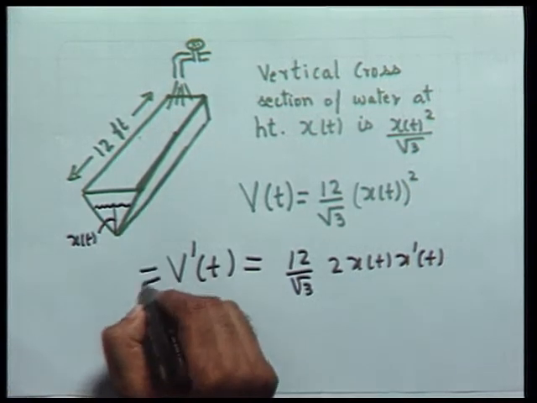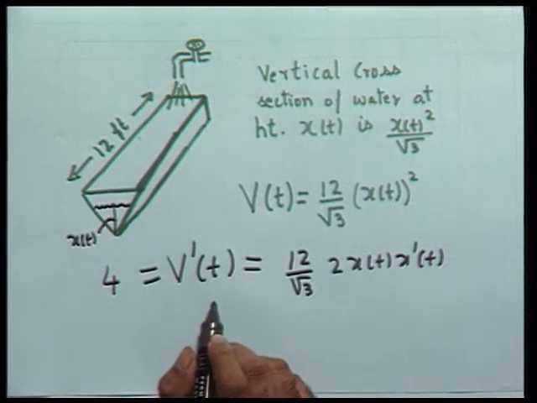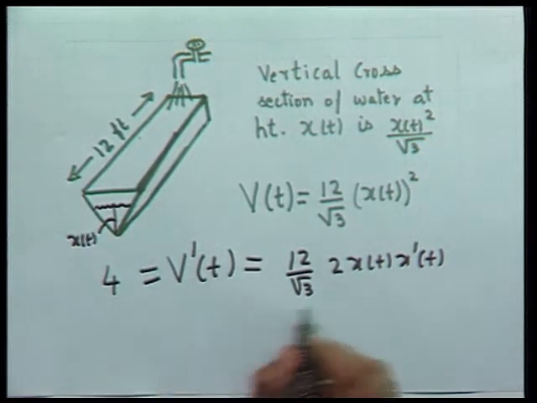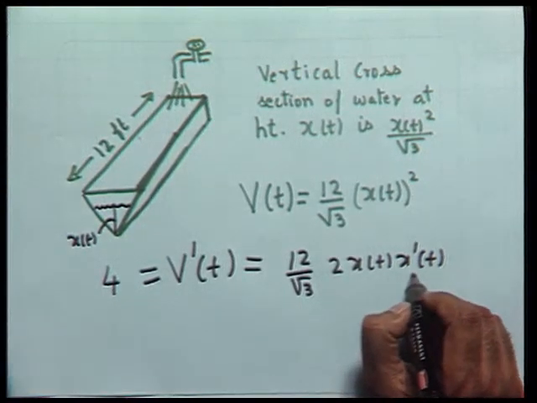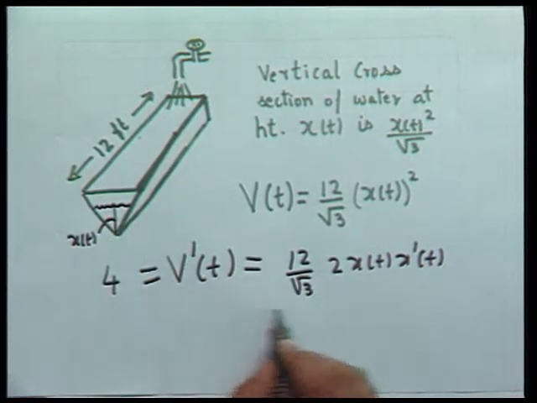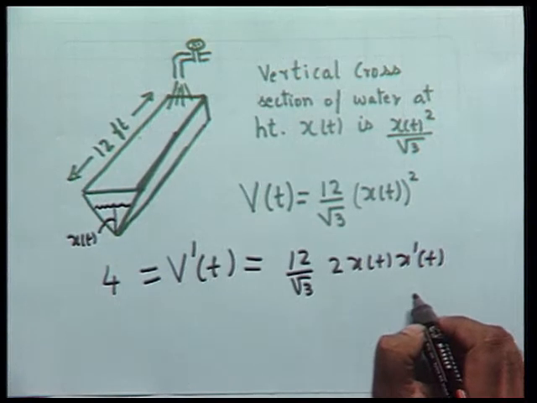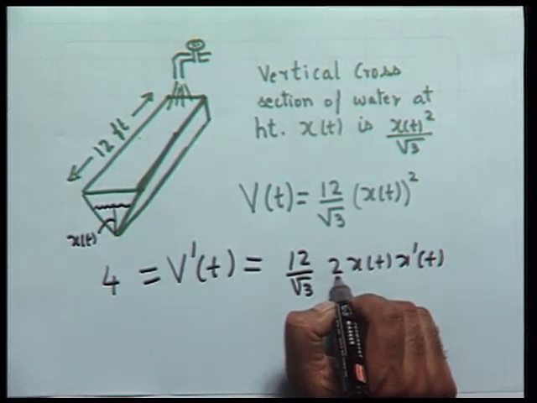But that's given to be equal to 4. Now, how fast is the water level rising when the water reaches a depth of 1.5 feet? So you are told to find x prime t, the rate at which the level is rising when the water reaches a depth of 1.5 feet.